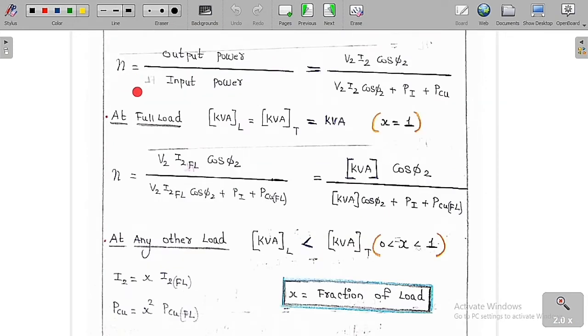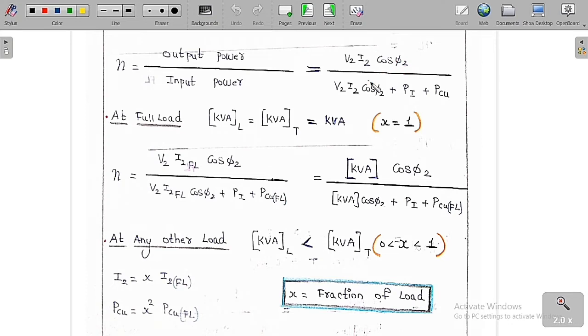So what is the efficiency of a transformer? The efficiency of a transformer is the output power divided by the input power. Output power means the power absorbed by the load, and input power means the power given to the transformer. Output power means active power. We have to take the output active power by the input active power. Therefore, output active power is equal to V2 into I2 into cos phi 2.